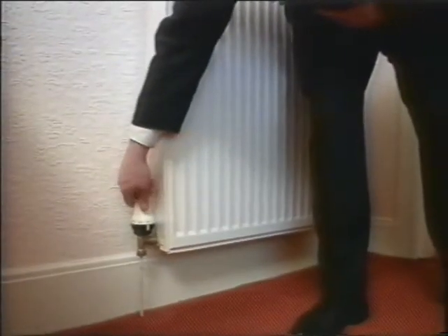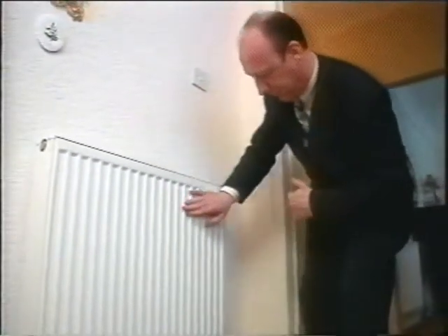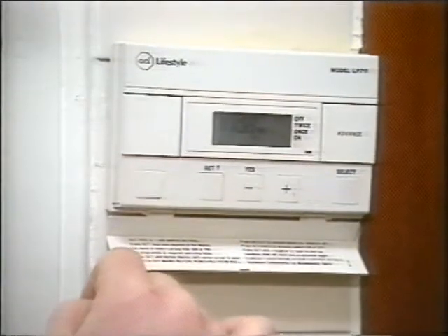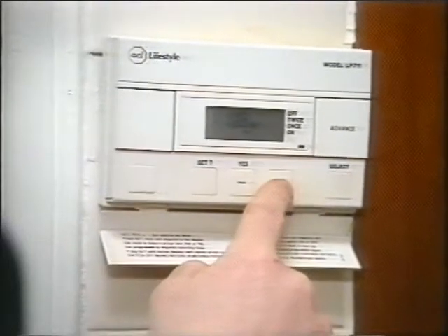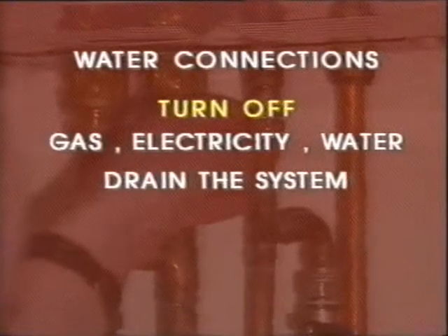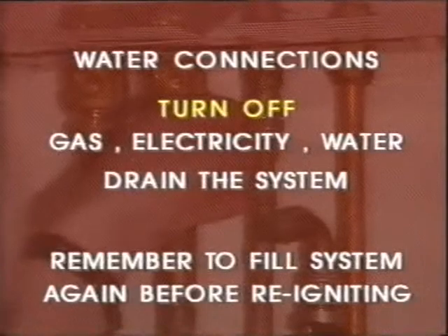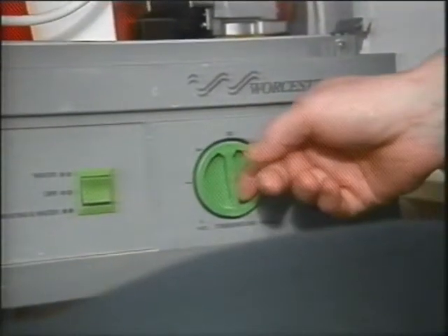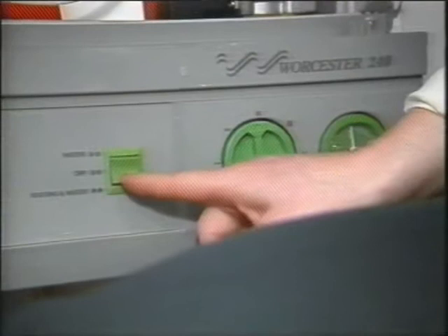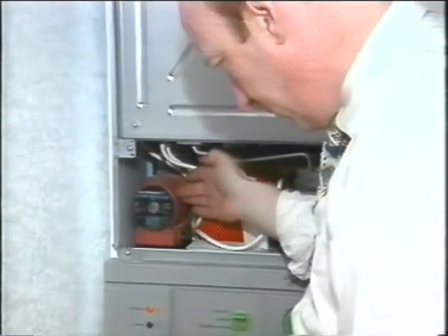When you've designed and installed the system, it has to be commissioned. If there's a programmer, check that it's working properly. Then do the same for all the other controls. While the system's hot, check all the water connections. Then turn off gas, electricity and water and drain the system while it's still hot. Now set the controls to the levels the customer wants. Check that the pump's at the right setting, and finally, balance the radiator circuits.